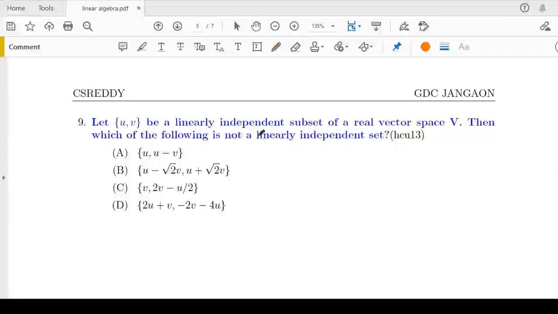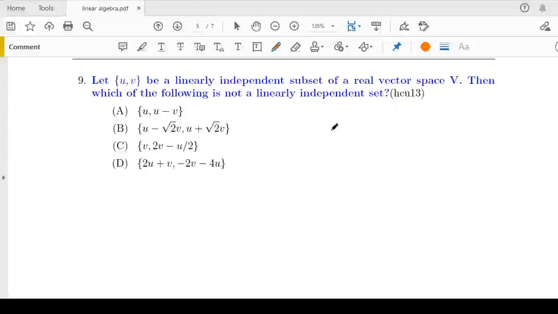Let u, v be a linearly independent subset of a real vector space. Then which of the following is not a linearly independent set? This is a previous question of Hyderabad Central University, 2013. Given that u, v are linearly independent, that means au plus bv equal to 0 implies that a is equal to 0 and b is equal to 0.